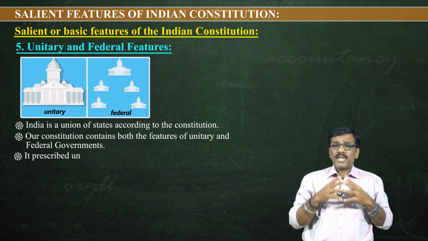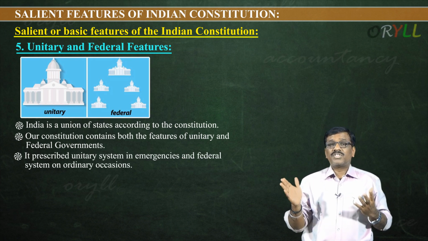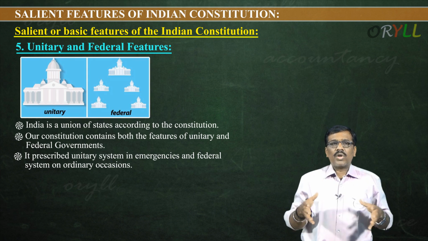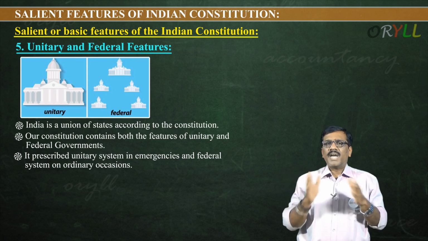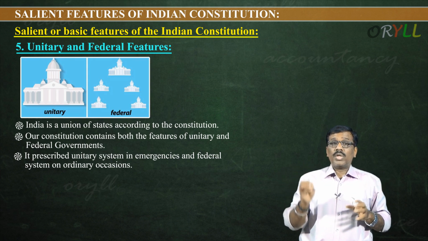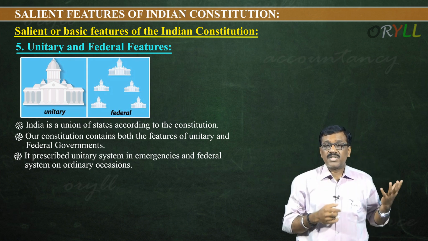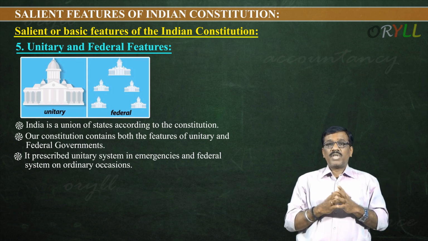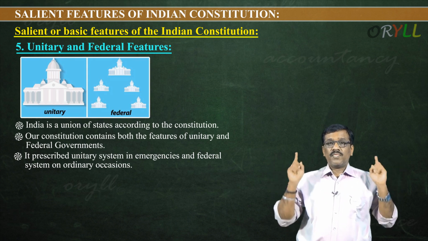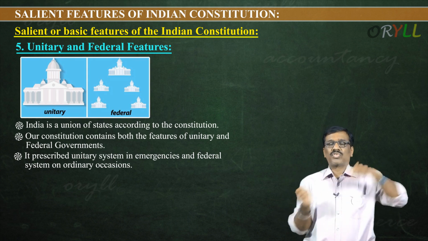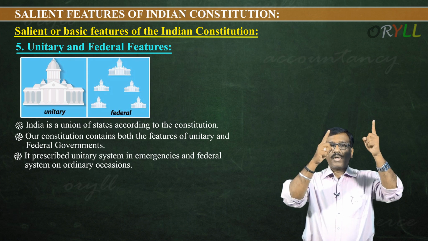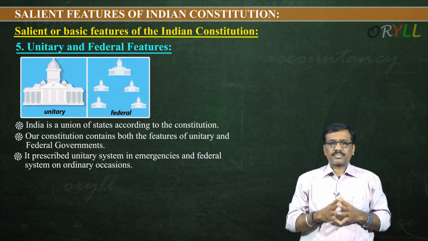It prescribed unitary system in emergencies and federal system on ordinary occasions. See, on ordinary occasions, just like what is going on now, states will function among themselves, but only during an emergency. If you have a national emergency, you have a war, during that time the state will not say, no, I will not listen to you. If they say send some 10,000 troops from your police contingent, you have to send. You are just a part of a union, that's all.